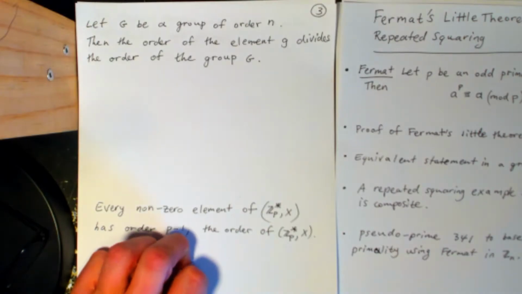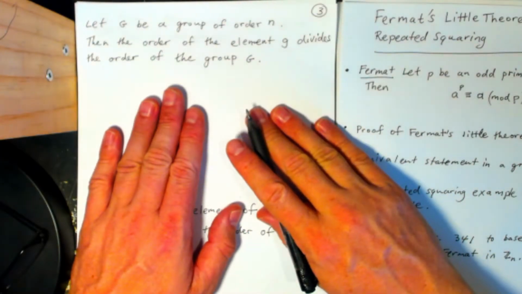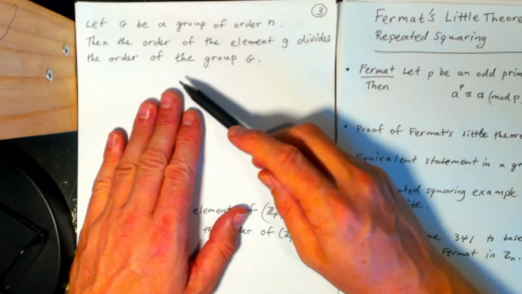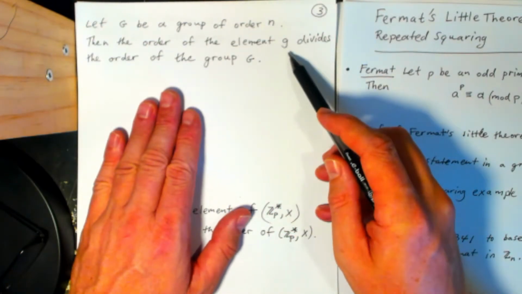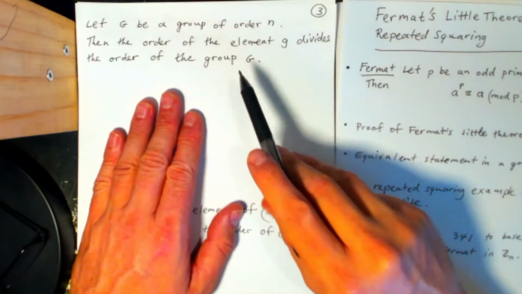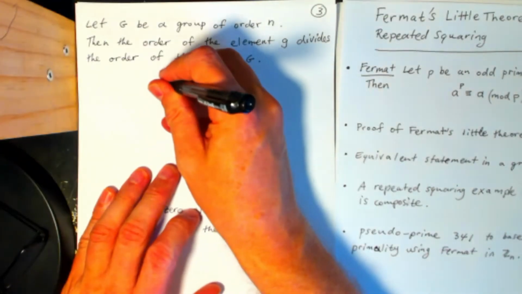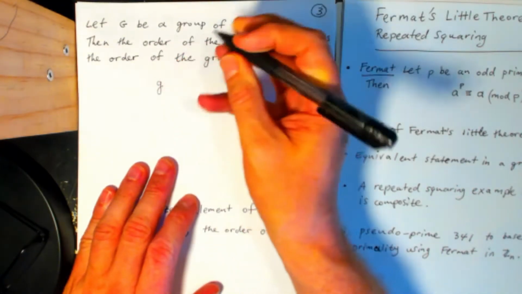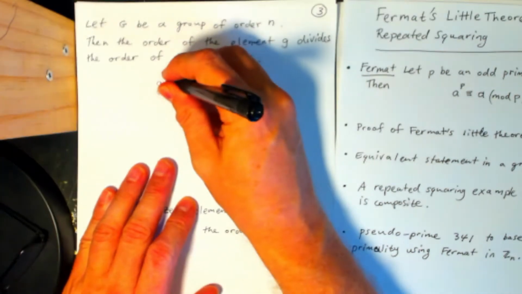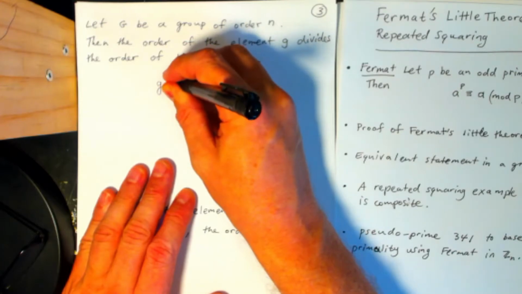Okay, next, from the point of view of groups, let G be a group of order n. Then the order of the element G in that group divides the order of the group. All right, so in group theoretic language, we would write this G to the power of, let's say, m.